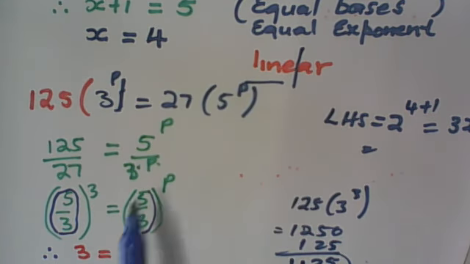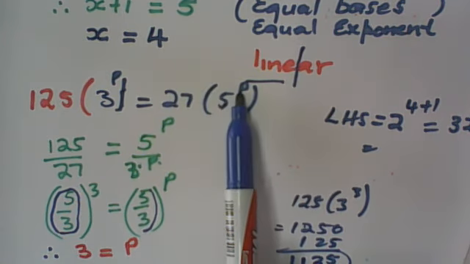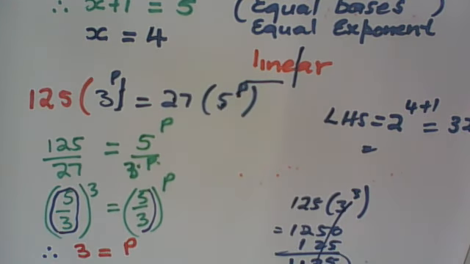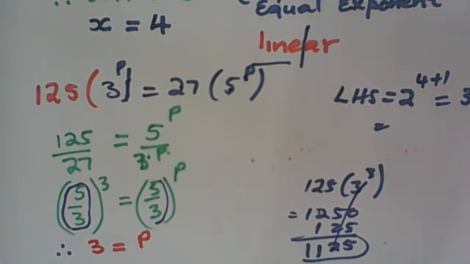And then let's check this one. It's 5 to the power 3, which is 125, times that. It's still the same. Okay, that's it. Therefore, they are both correct. Now let us recap, guys.